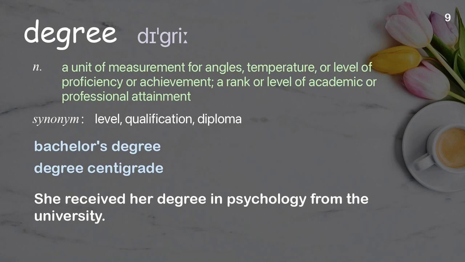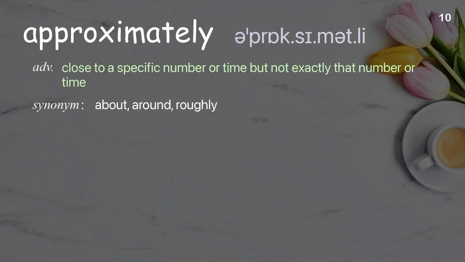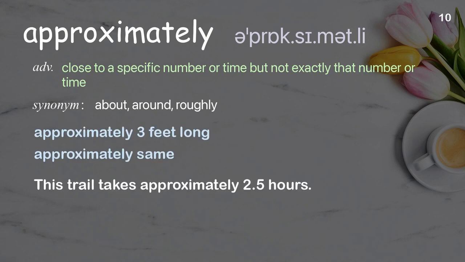Approximately. Close to a specific number or time, but not exactly that number or time. Examples: approximately 3 feet long. Approximately same. This trail takes approximately 2.5 hours.